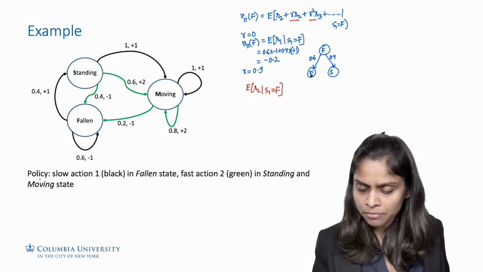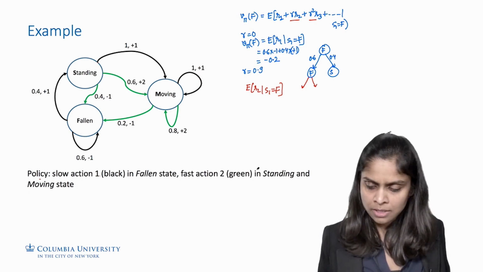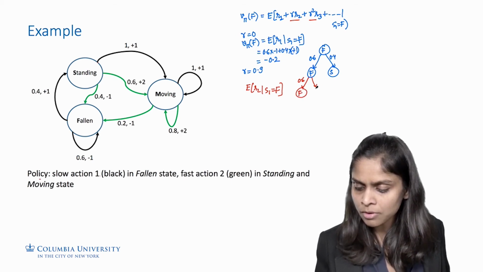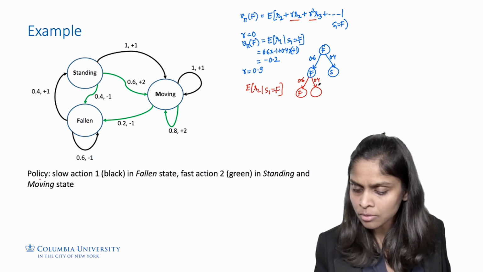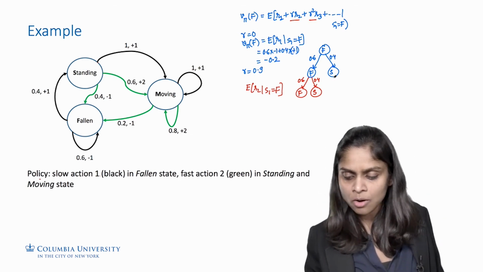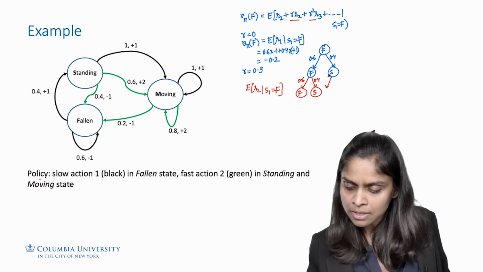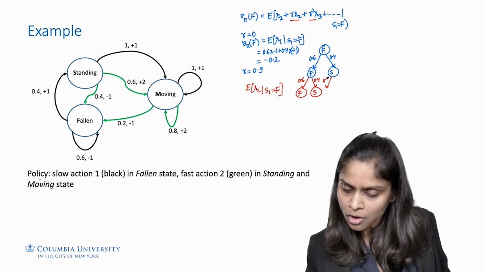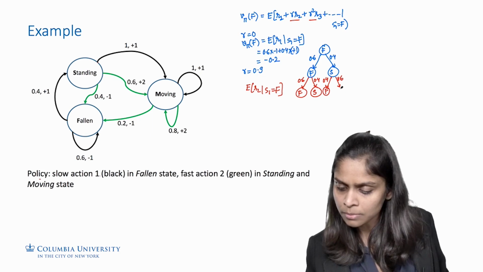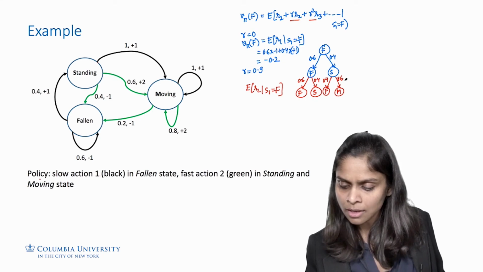If in the first stage we move to the fallen state, then there are two possible scenarios. The policy will always take the slow action in this state. With 0.6 probability, it will go back to the fallen state, and with 0.4, it will go to the standing state and earn a reward of +1. In the standing state, the policy always takes the fast action, which makes it go to the fallen state with probability 0.4 and to a better moving state with probability 0.6. The reward is +2 in the last transition.